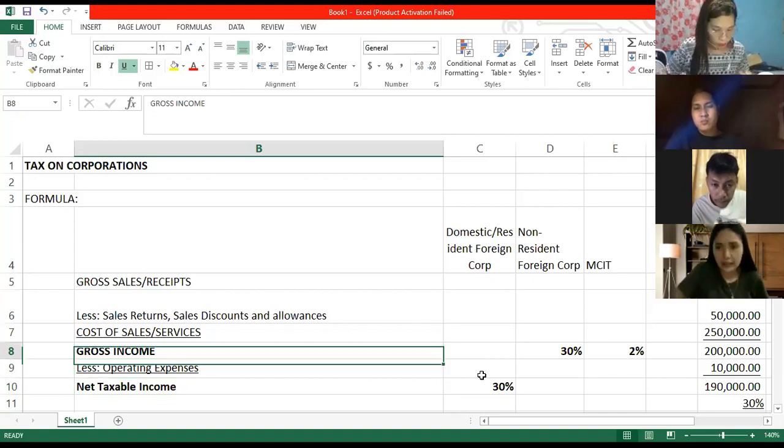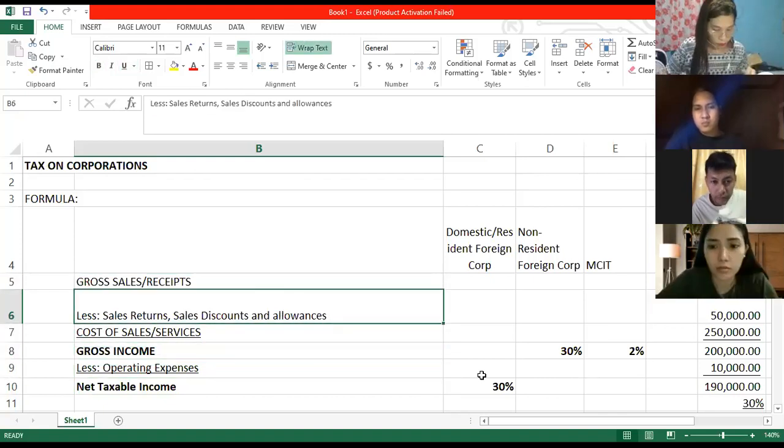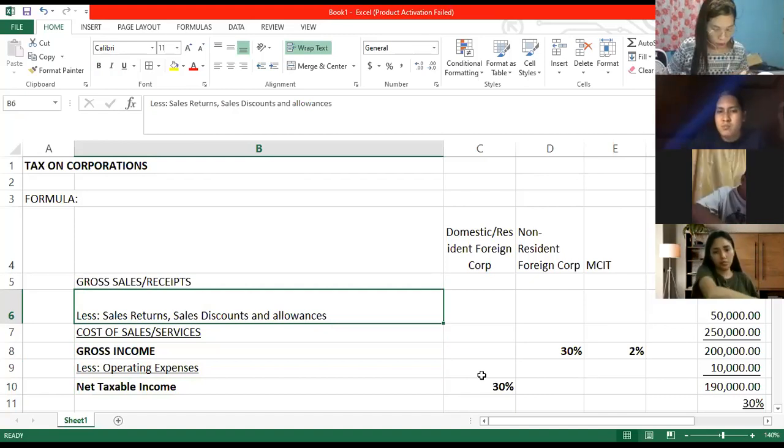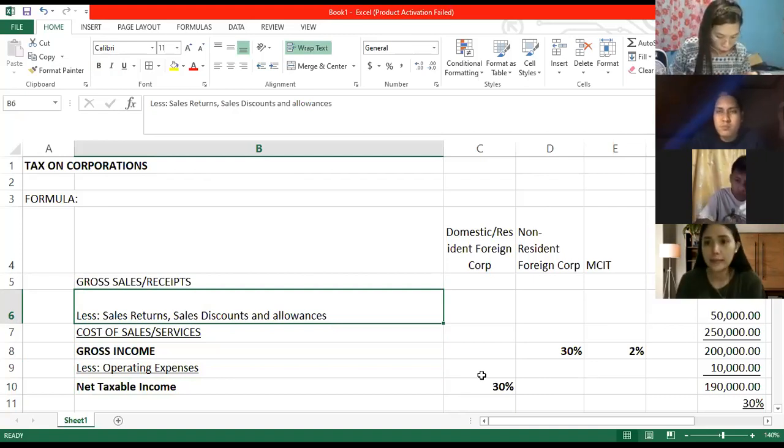Okay? You start with gross sales or receipts, less sales return, sales discounts, and allowances. Just like we said earlier, kunyari, sira yung naibenta mo, of course, isasauli yan ng customer. Or kapag nagbigay ka ng discounts or allowances, so yung mga promo, gaya ng sa Jollibee, di ba nagbibigay sila ng coupons na discounted. Okay? Yun yung mga allowances kasi pwedeng i-avail yan ng customer o hindi.